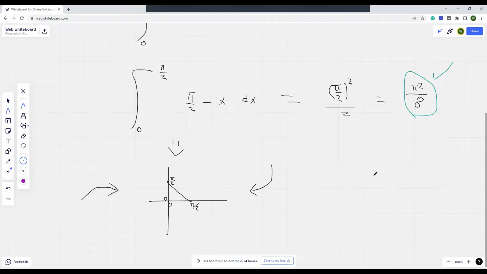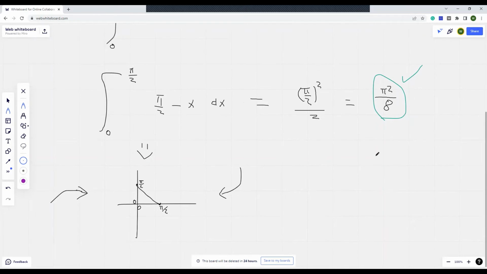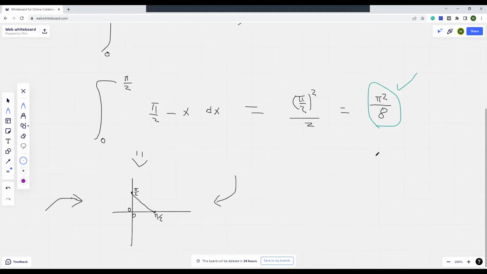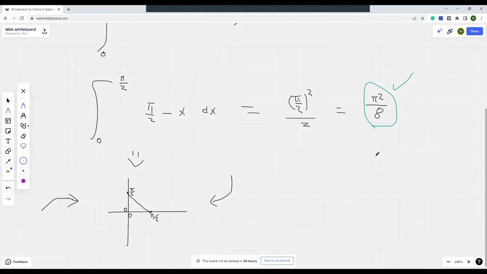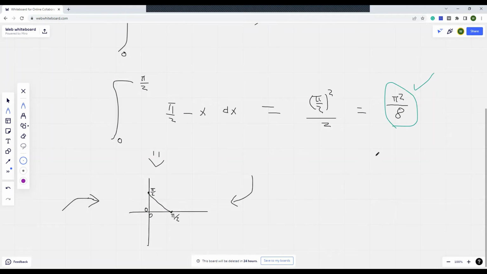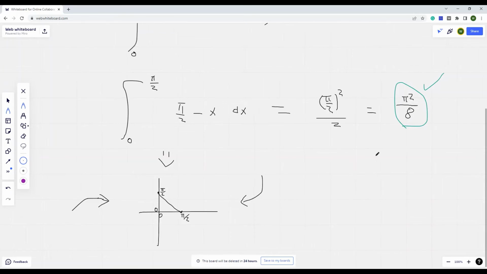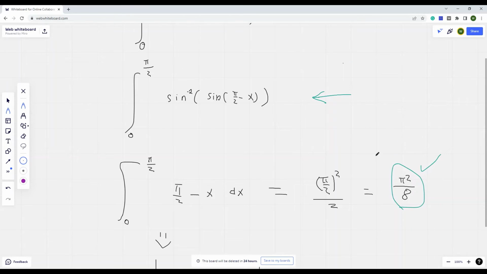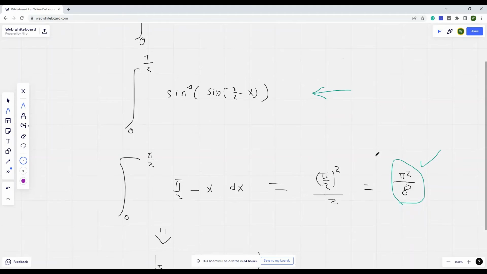And so thus, we can absolutely see what we're going to be dealing with here for the area of that triangle from 0 to pi over 2. It's going to be pi over 2 squared divided by 2, right? So that equals pi squared over 8. So that's how we can honestly get the answer here. There's a way to take that very hard integral and make it trivial.